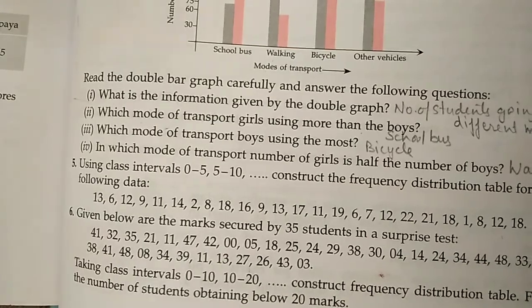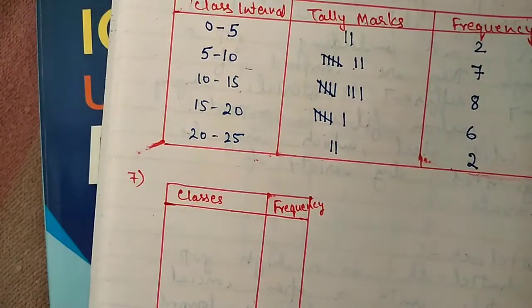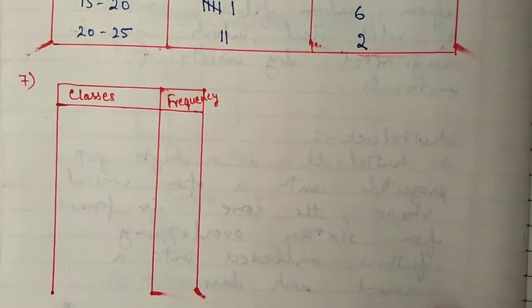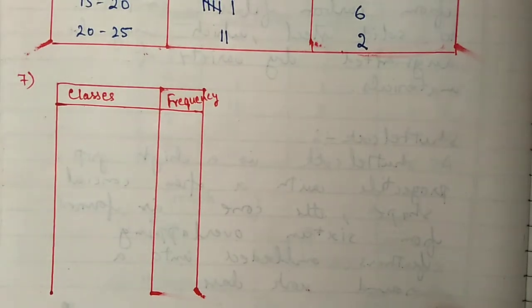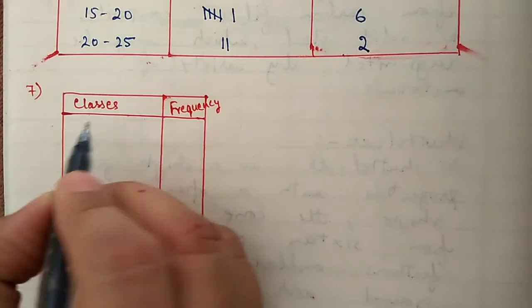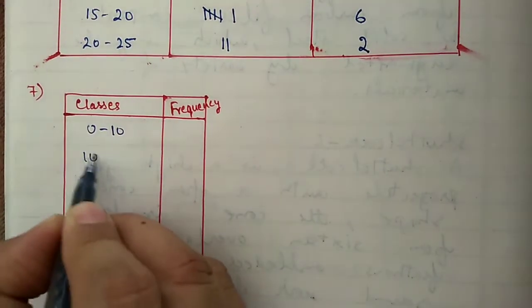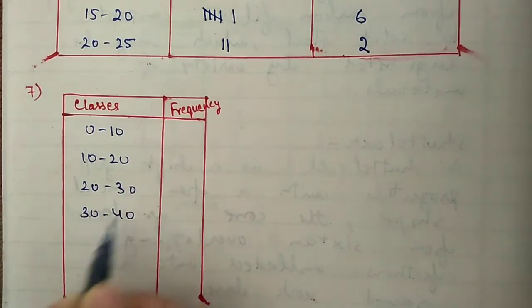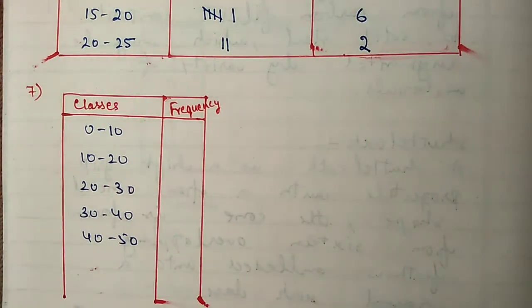So first of all you have to draw one table like we did in the last question. Draw one table with 2 columns. We just have to represent the frequency distribution table. Tally marks are not required for this question. In the first column we represent the class intervals, meaning 0 to 10, 10 to 20, like this. So first 0 to 10, then 10 to 20, 20 to 30, 30 to 40 and 40 to 50. All marks are below 50.